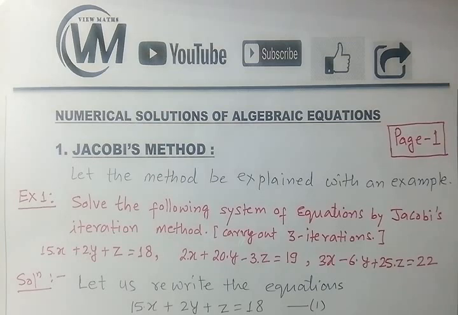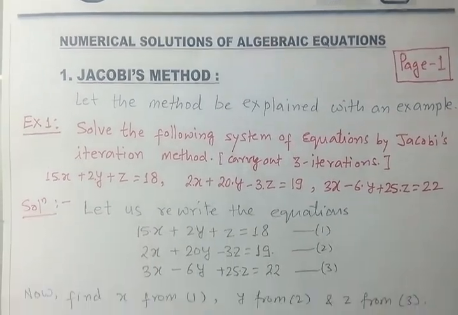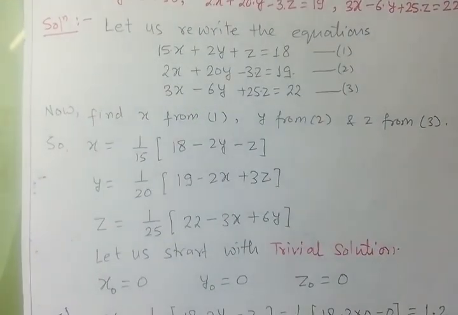Now the Jacobi's method for solving linear and simultaneous equations will be explained by an example. Now look at the problem. Solve the following system of equations by Jacobi's iteration method. Carry out 3 iterations only. Now these are the 3 equations given to you. With the help of these 3 equations, we have to find its solution. So let us focus on this.